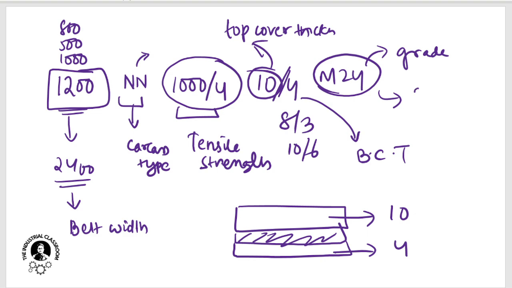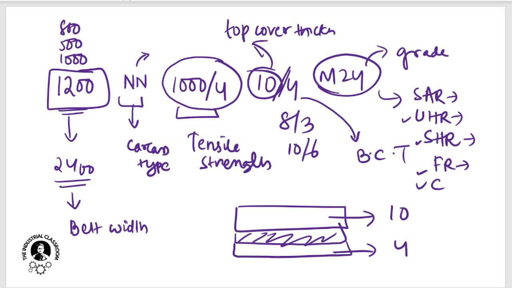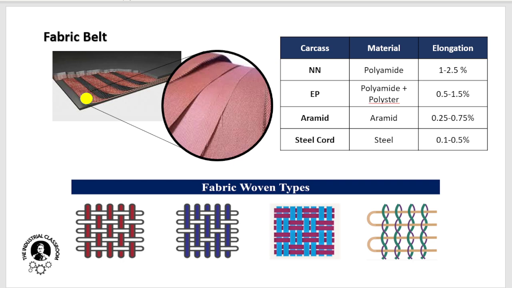Then we also have SAR for super abrasive resistant grade. We have UHR for ultra heat resistant grade, SHR for super heat resistant grade. We may also have FR for fire resistant. We may have chemical resistant band grade also. So these are all different types of grades which we have. It depends upon the location of our use, right? So no need to worry about this, because as we move on to the next slide, we can see here the carcass material and how these all depend.